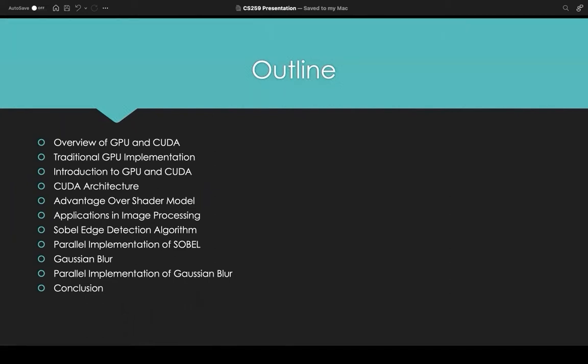For both these algorithms, we take into consideration their serial as well as parallel implementations and improvements in their performance with parallelization of these algorithms using CUDA. Finally, we summarize our work by stating how parallel processing using CUDA is an ideal solution for image processing and computer vision related tasks.